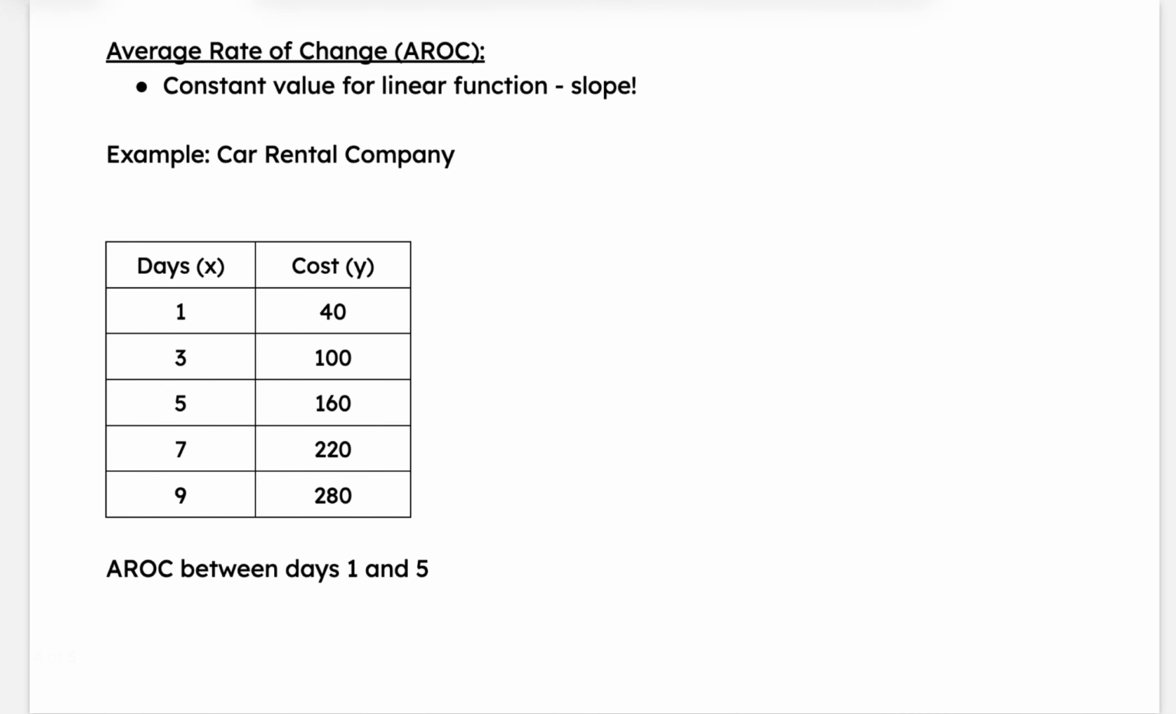Okay, so next is talking about average rate of change. So we know average rate of change is just a fancy way of saying slope. So for a linear function, the average rate of change is going to be constant. It's going to be the same number no matter where we're at.